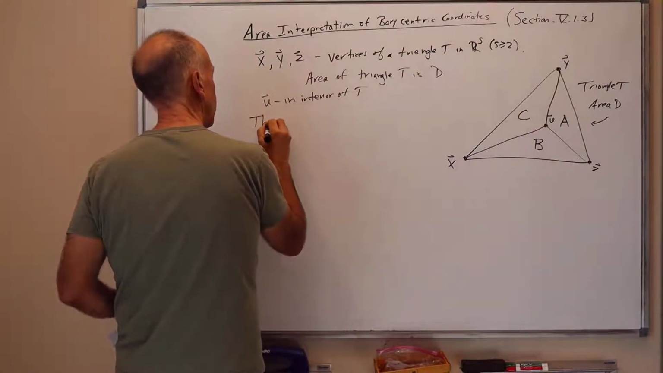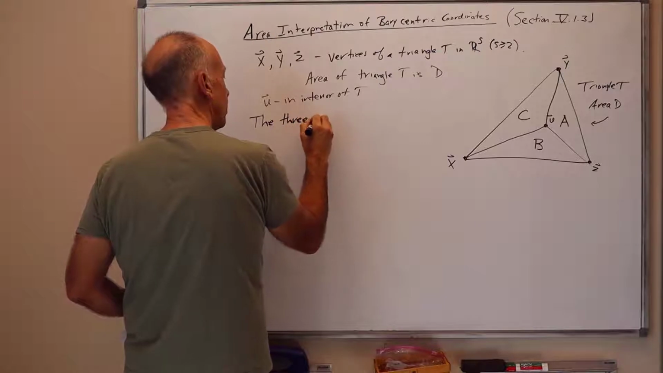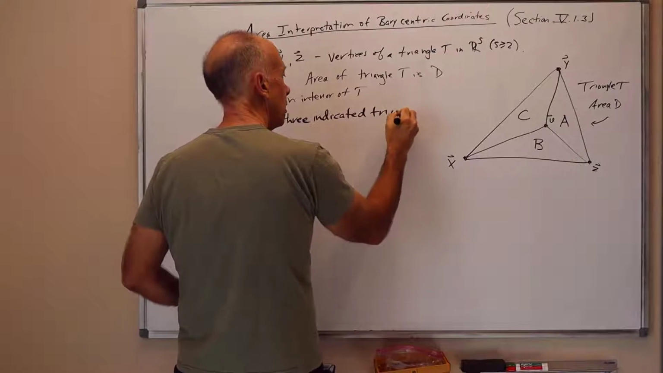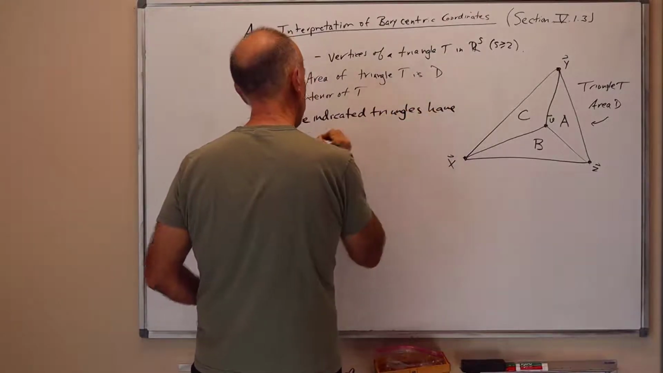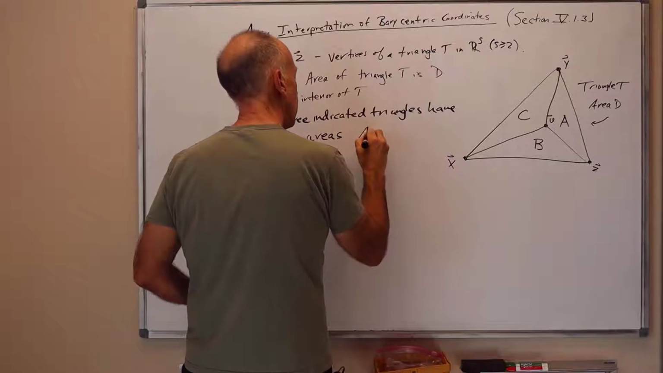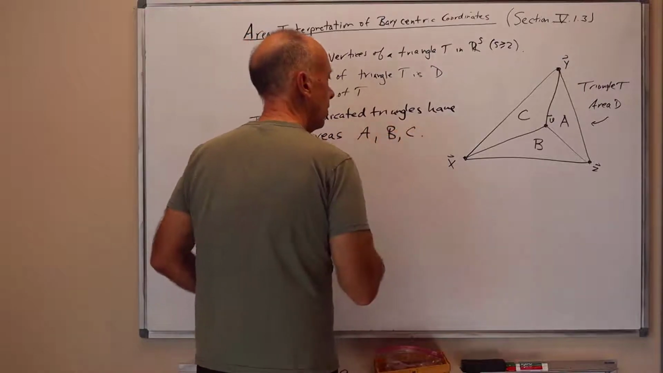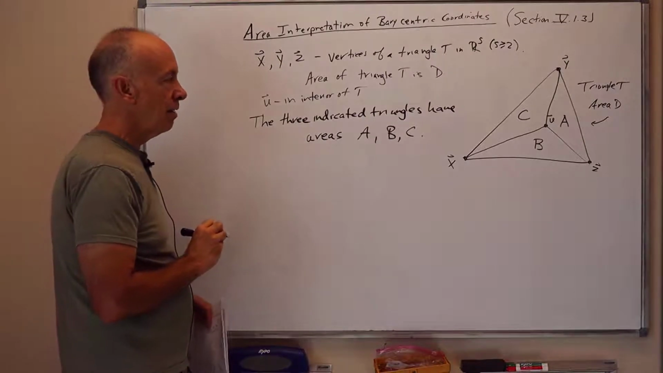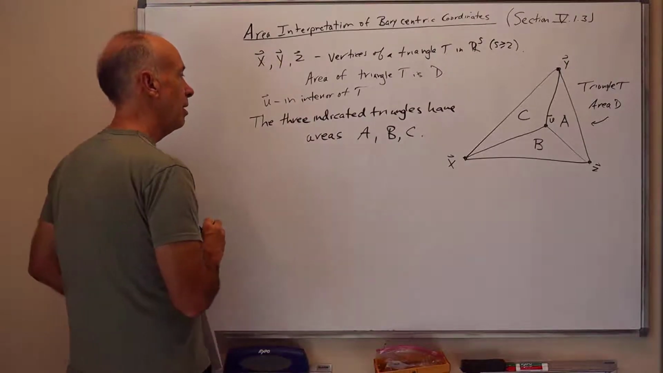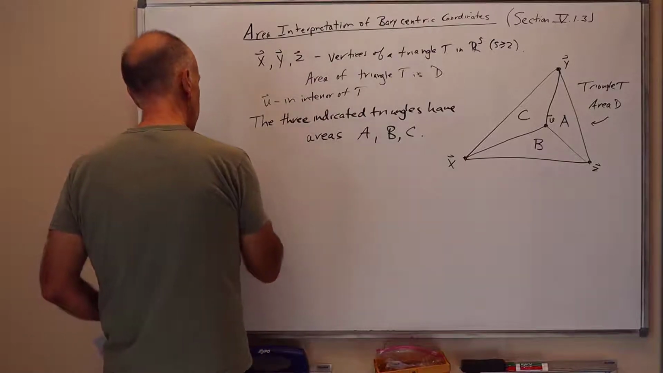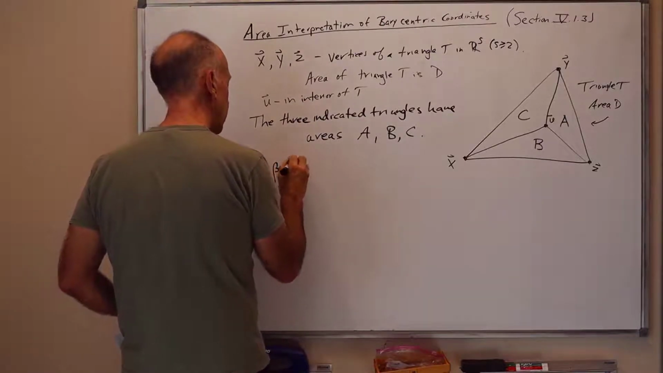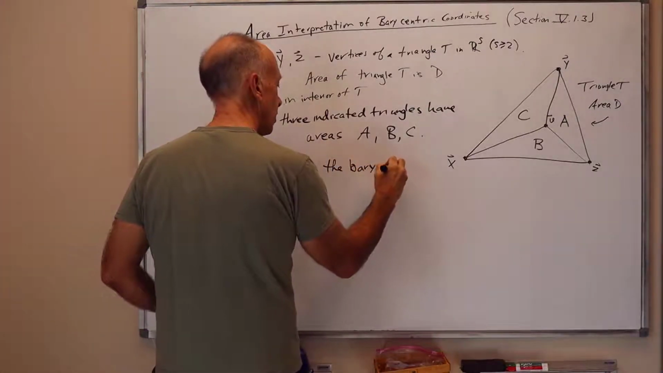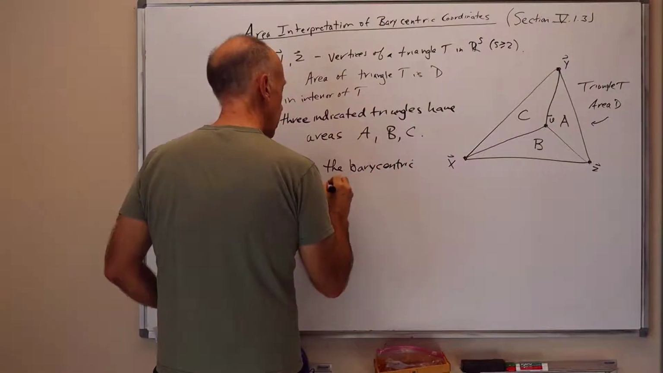So the 3 indicated triangles drawn in the figure have areas A, B, and C. And with U strictly in the interior, all these things are positive areas. Then we let alpha, beta, gamma be the barycentric coordinates of U.